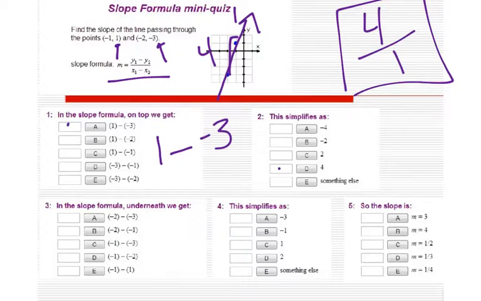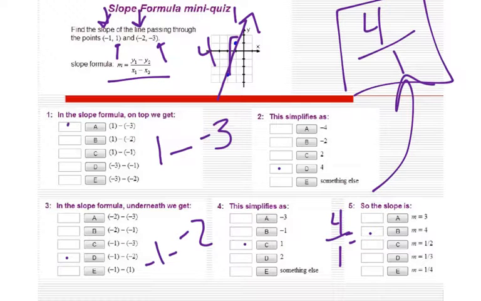On the bottom part, we have to subtract the x's. If you started with the first point for your y, you've got to start with the first point for your x. So it would be negative 1 minus negative 2. Punch that in your calculator, and you should get 1. So the slope is 4 over 1, which reduces to plain old 4, which is the same thing as what we got looking at the graph.